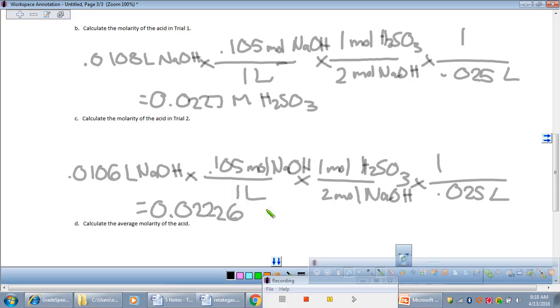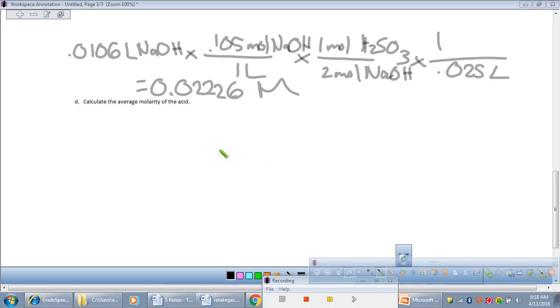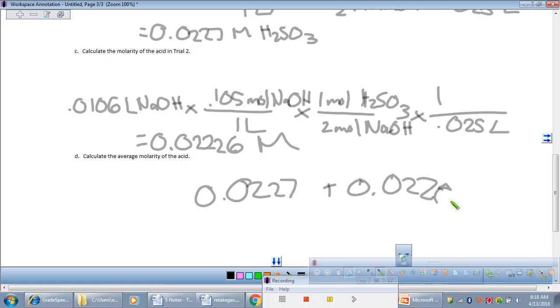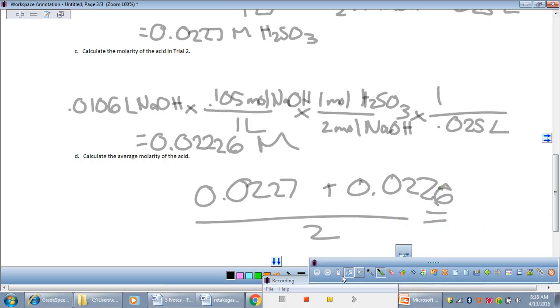All right, so that is our molarity for our second trial. And then we're going to take the average by adding the 2 molarities together and dividing by 2. So you just take the molarity from trial 1, add it to molarity of trial 2, divide by 2, and you'll get your average. I'm sure you can figure that out on your own. All right, that's how you titrate.